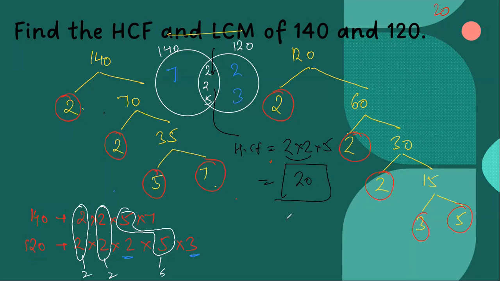And one more thing, please remember that for pairs you don't have to take 2 times 2. The pair you will take as a single number. If this is a pair, take it as 2 only. If this is a pair, take it as 2. Then this is a pair, take it as 5.